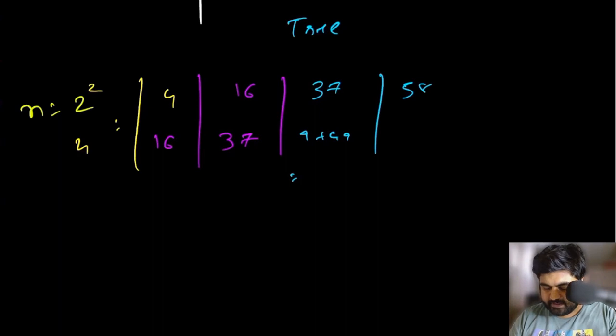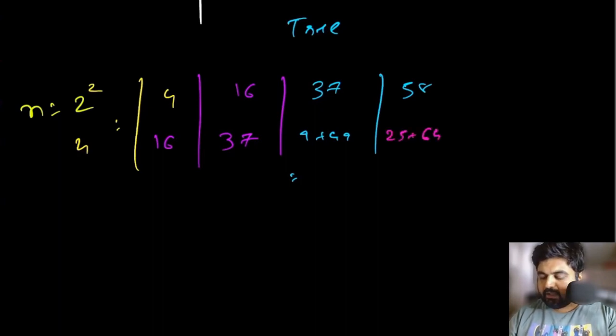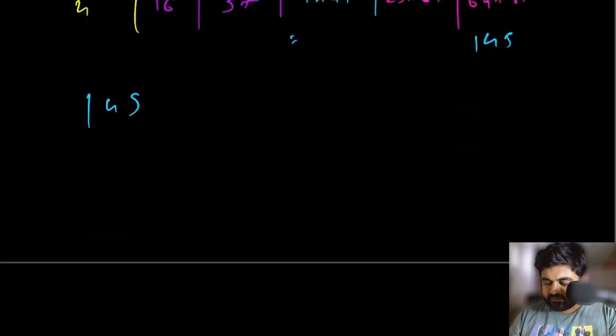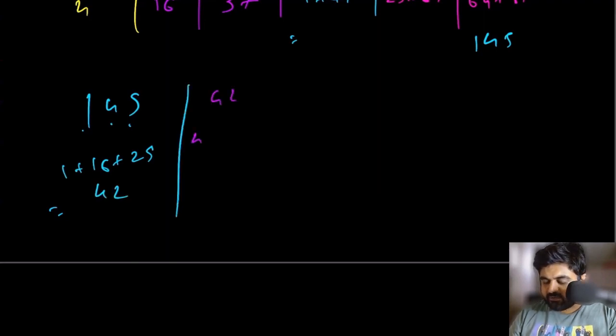Again for 58, it is going to be 5 squared, so 25, plus 8 squared, 64. This time the total becomes 89. Again for 89, it's 8 squared, 64, plus 9 squared, 81, so the total is 145. Again for 145, we do 1 squared plus 4 squared plus 5 squared, so it's 1 plus 16 plus 25, and the total is 42. Again for 42, it is going to be 4 squared plus 2 squared.